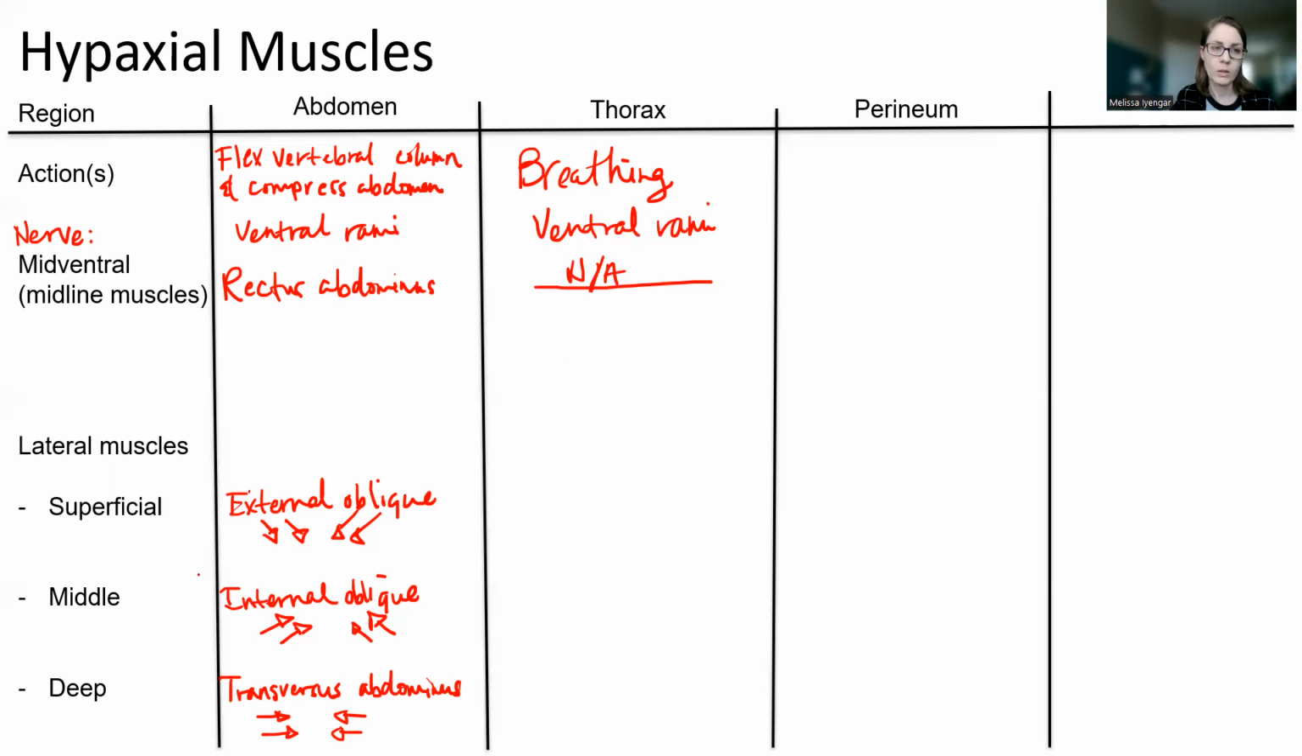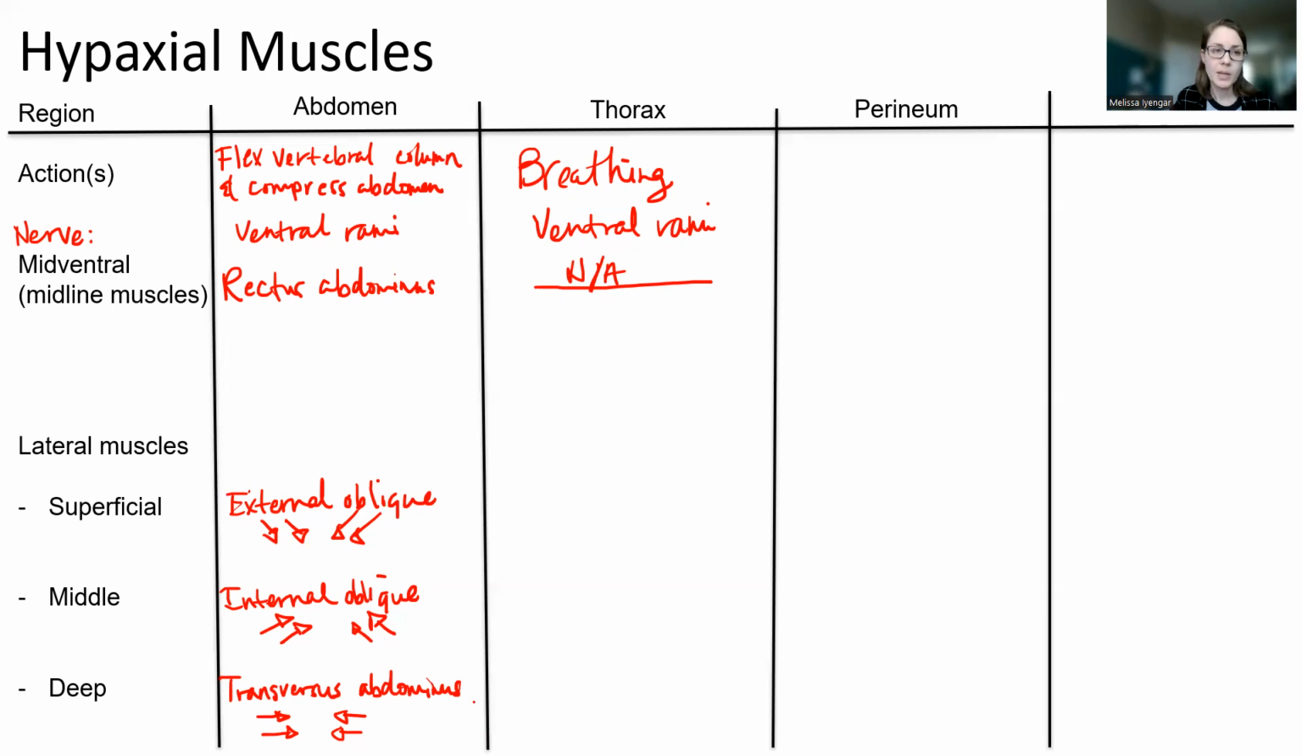Don't write NA on your test, all right? Questions are applicable. You just don't know the answer. Don't write NA. So we have no muscles here in our thorax, right? Then we go to our lateral muscles. So we'll have a superficial, we'll have a middle, and we'll have a deep layer.